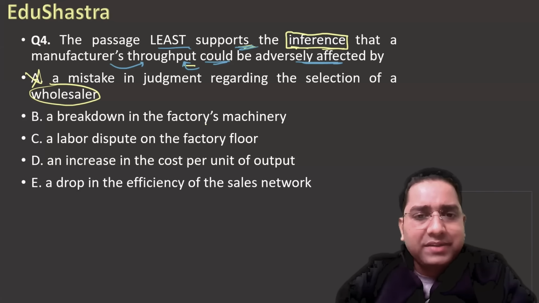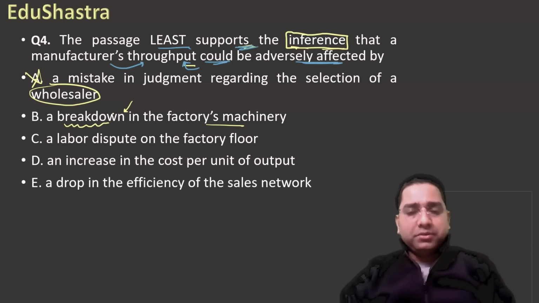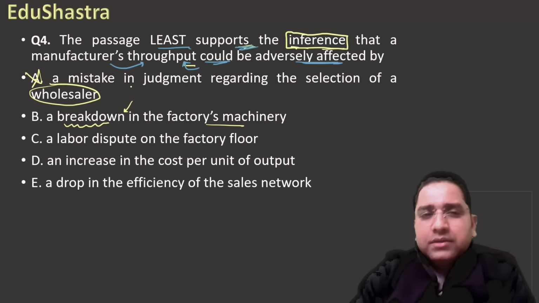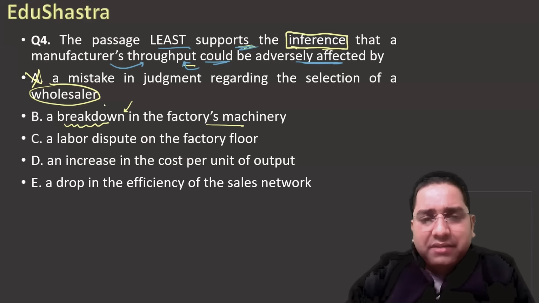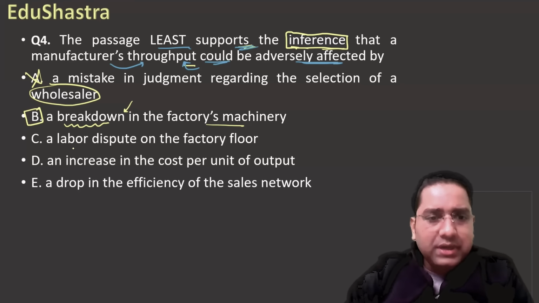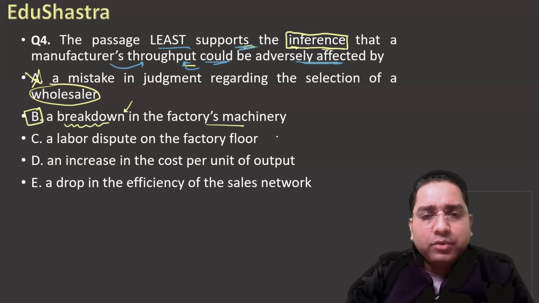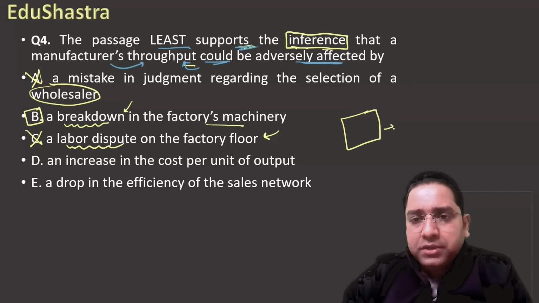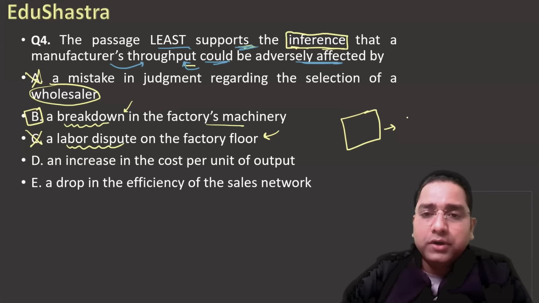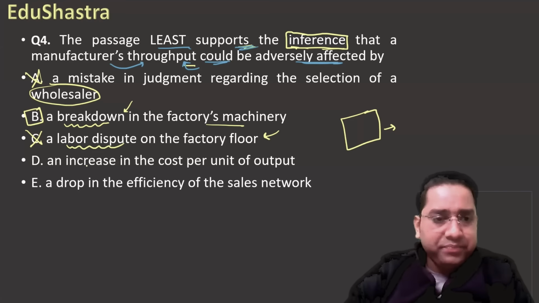A breakdown in the factory's machinery. So if the functioning gets stopped, it gets hampered. So can it affect adversely? Yes, we can consider this option. A labor dispute on the factory floor, but this was not mentioned in the passage. Passage is not talking about labor dispute. Correct? So we can rule it out. If you find any option which is out of the passage, out of the box, rule it out immediately.